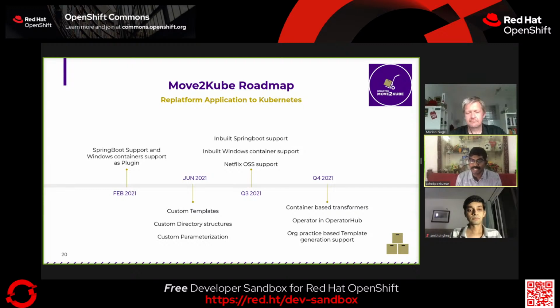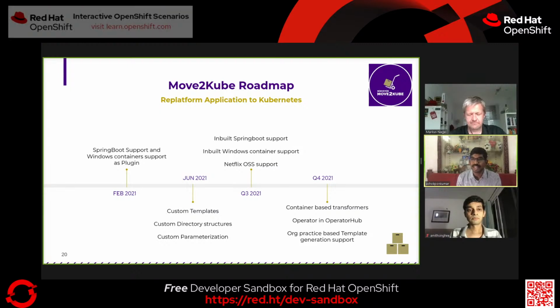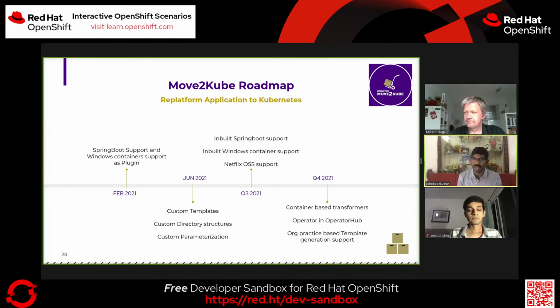And the one other interesting feature that is coming up is Netflix OSS, where we are looking at, okay, you have a Spring Boot application, it has Zuul capabilities, Eureka and stuff. When you go to Kubernetes, how do you map it? How do you map it to the right ingress configuration, the service configuration?